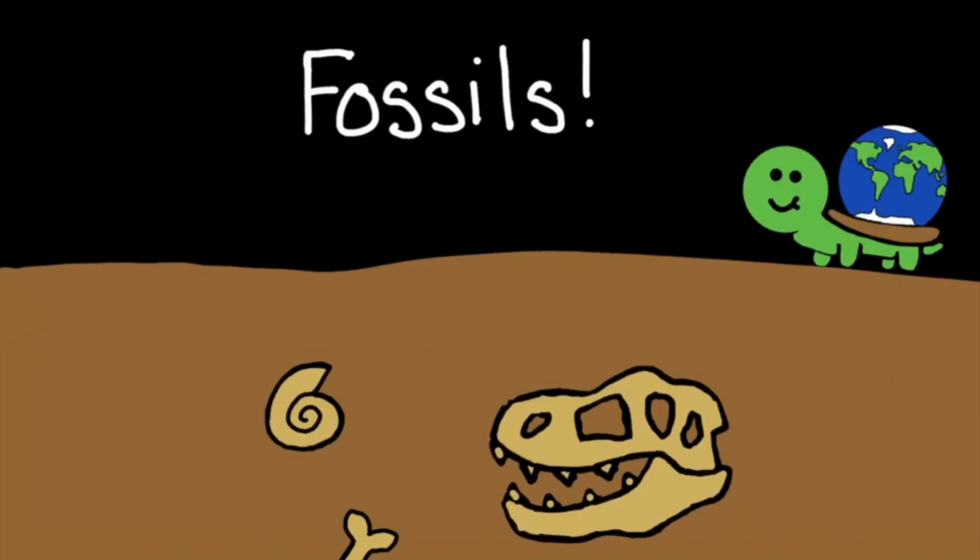So, what is a fossil? Fossils are preserved remains of ancient organisms. Usually, harder components of a body, such as bones, teeth, and shells, are preserved better.